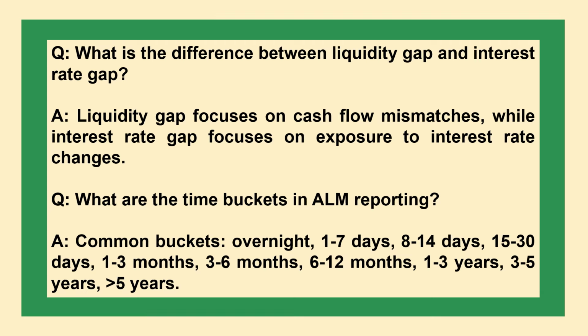Question. What is the difference between liquidity gap and interest rate gap? Answer. Liquidity gap focuses on cash flow mismatches, while interest rate gap focuses on exposure to interest rate changes. Question. What are the time buckets in ALM reporting? Answer. Common buckets: overnight, 1 to 7 days, 8 to 14 days, 15 to 30 days, 1 to 3 months, 3 to 6 months, 6 to 12 months, 1 to 3 years, 3 to 5 years, and more than 5 years.